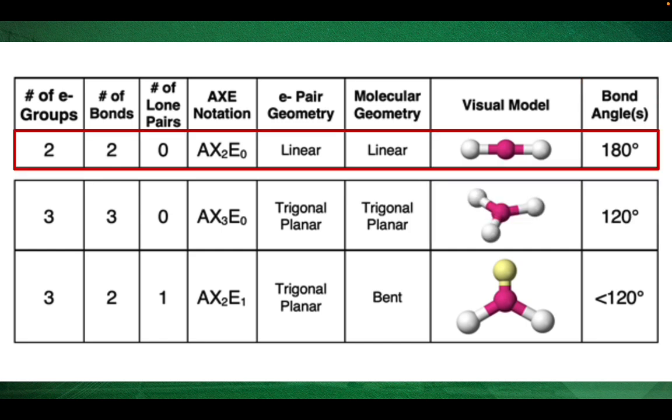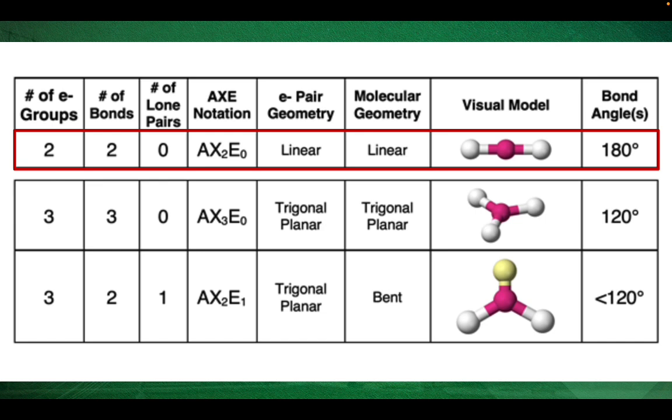So in the 2 electron group, you only have 1 geometry, which is linear. Here you have a central atom that has 2 bonds and 0 lone pairs. The AXE notation is AX2E0, and the molecular geometry is linear. Okay, and of course the bond angle is 180.